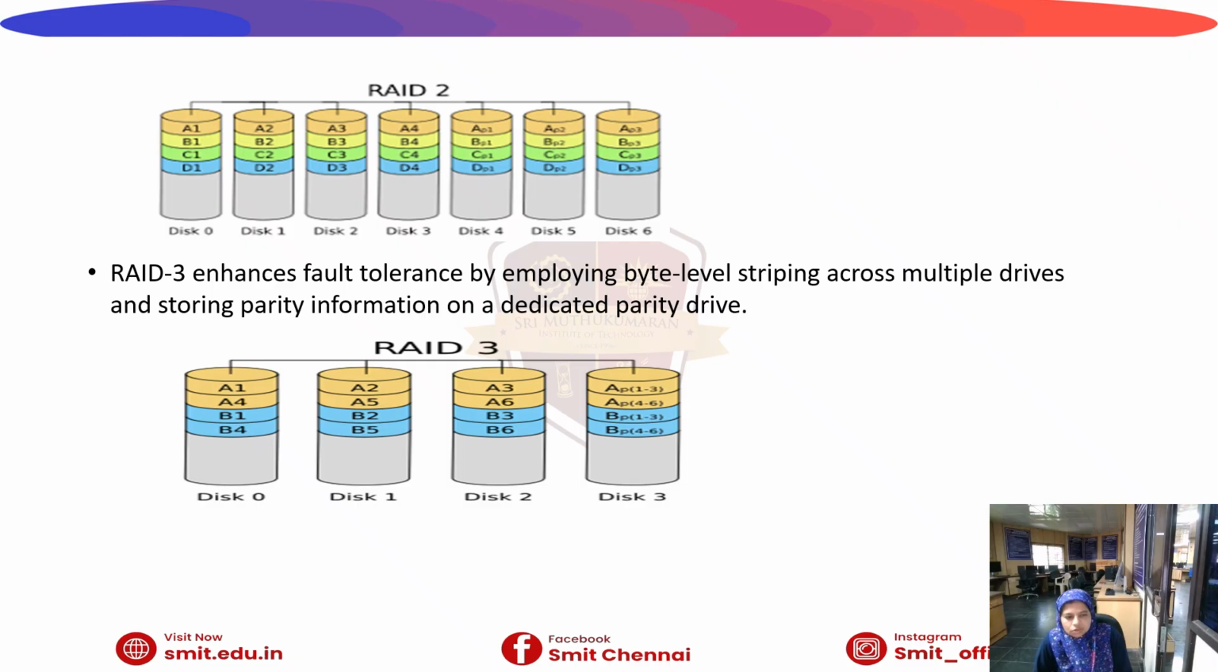Likewise, the same B1, B2, B3 drives are there, and BP1 to 3 is the parity for them. The data situated in the 3 drives will be stored in the BP1 to 3 drive. Look at this in disk 3. If any one drive is affected, the data will be recollected from the parity drive. So this is the third one.